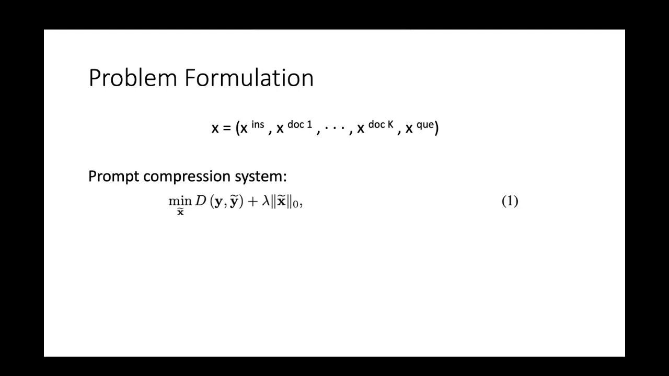So just the problem formulation. Previously, it consisted of demonstrations instead of documents. Here, because it's for longer context, you'll see documents instead of demonstrations, and it consists of instruction, multiple documents, and question. So in the prompt compression system, y is the original prompt, and y dash is the one generated by the LLM, and this term is just for the regularization, and D is the distance between 2 distributions, and they have used the KL.